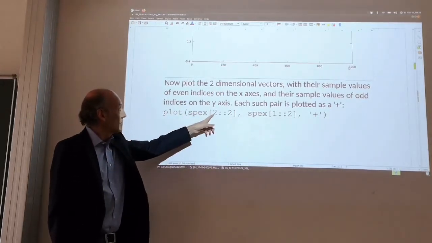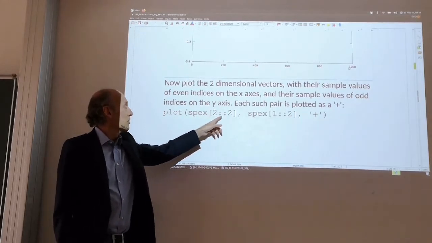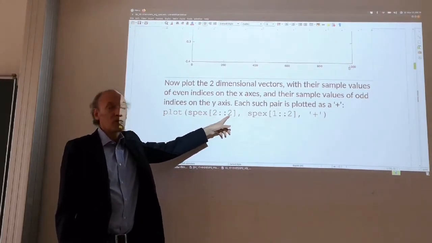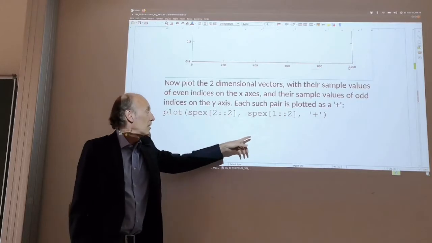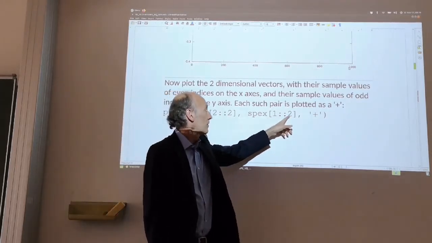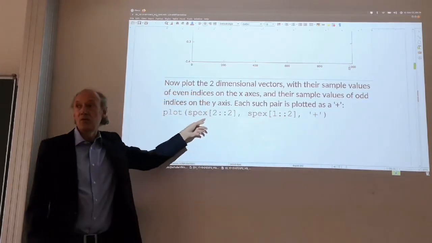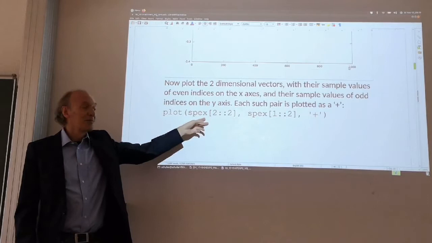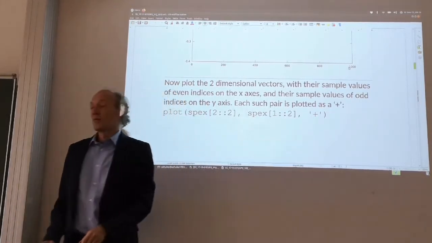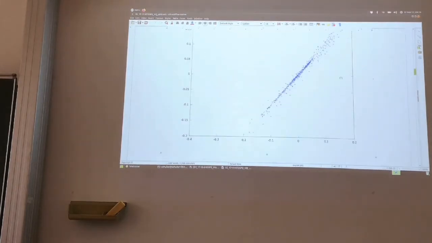So here I'm starting with 2 as an even index, and I jump in steps of 2 until the end. Here I'm starting at 1 as the odd indices, also in steps of 2. So here I'm getting the odd indices, here I'm getting the even indices. And then each vector is a plus. And you can see the result here in the following plot.